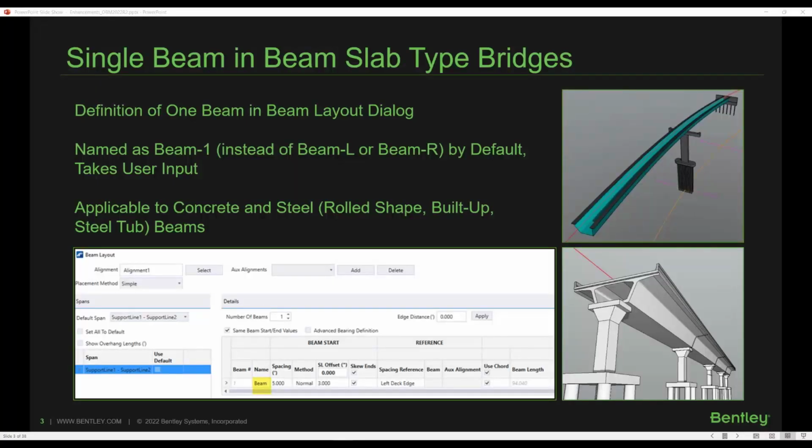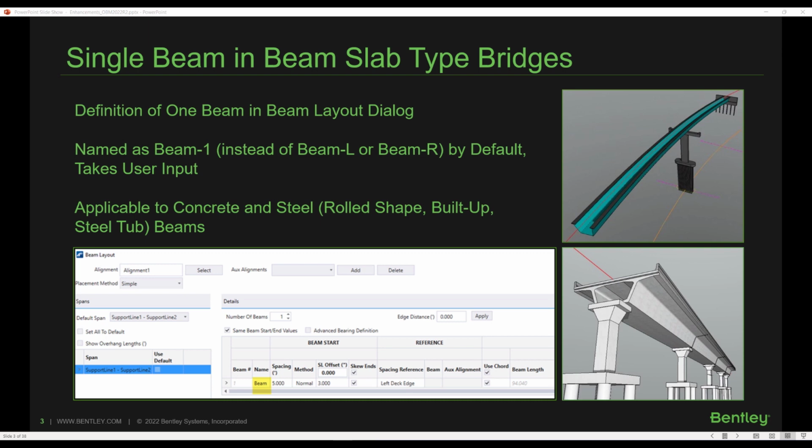In this video, we will review the new capability to model a single beam with beam slab type bridges in OpenBridge modeling. Prior to this enhancement, a minimum of 2 beams were required when defining the beam layout. Now the number of beams can be set to 1 in the beam layout dialog, removing the restriction to have beam L and beam R. This one beam is named as beam 1 by default but can be renamed as desired by the user.